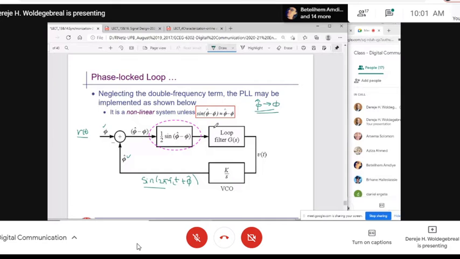For phi hat closer to phi, can we approximate sine of phi hat minus phi by phi hat minus phi? For example, if the estimation error were 0, phi hat minus phi would be 0, and sine of 0 is 0, so the right-hand side is also 0.